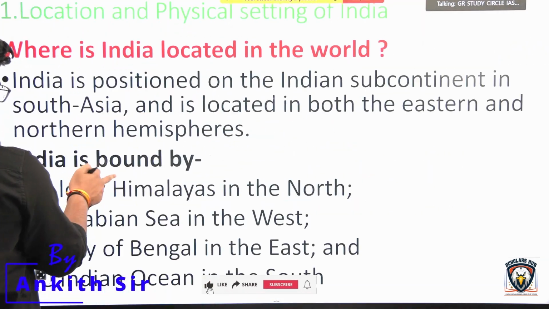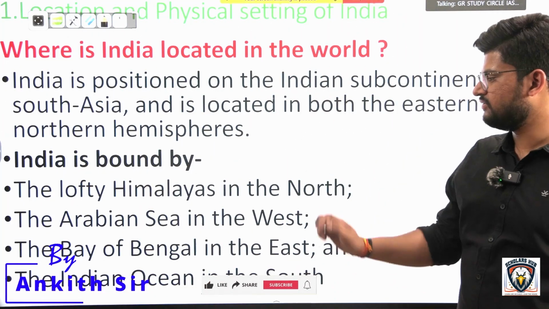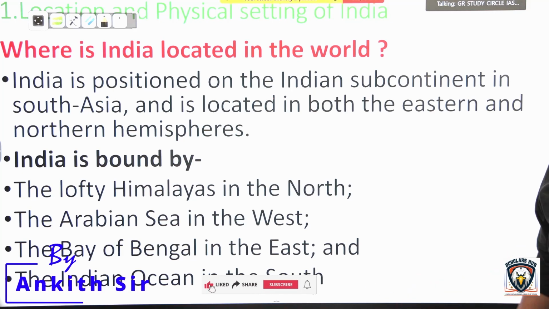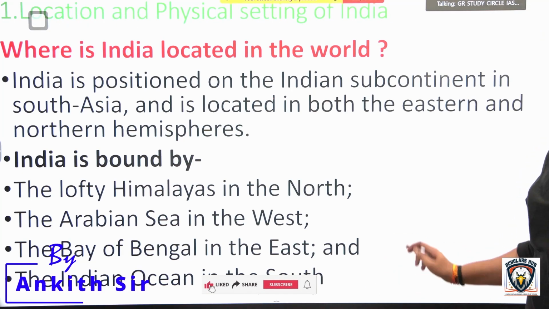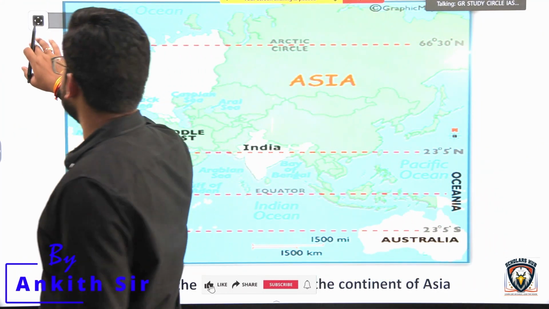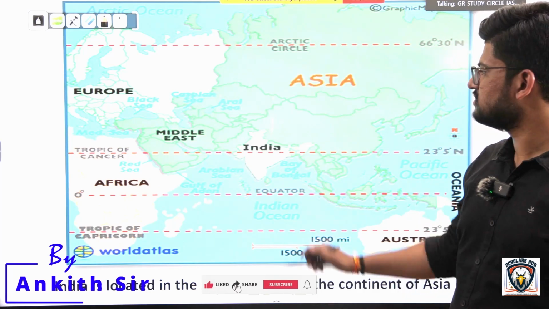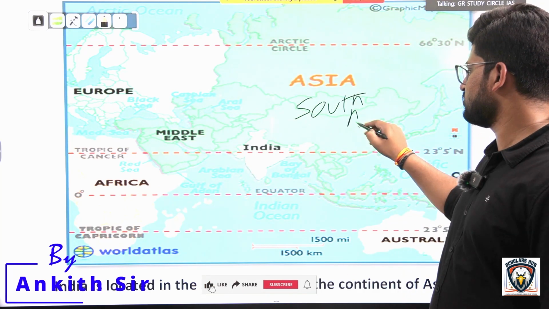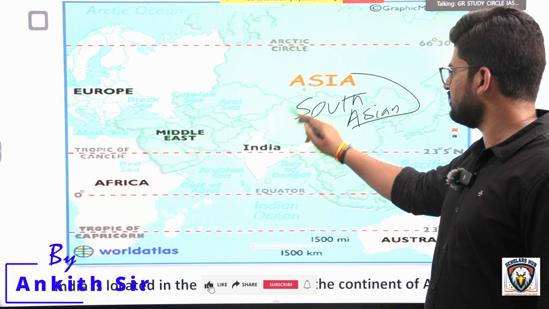So what are they? North you have the lofty Himalayas, in the west the Arabian Sea, in the east the Bay of Bengal, and in the south the Indian Ocean. And India, in international news or in organizations, is called a South Asian country. India is a South Asian country.